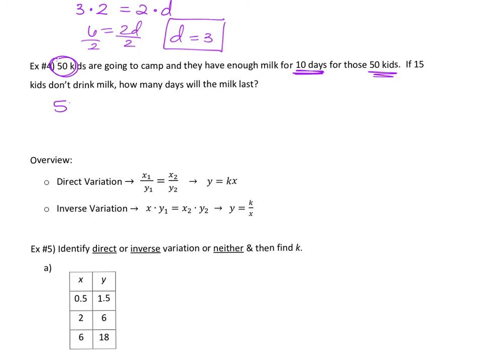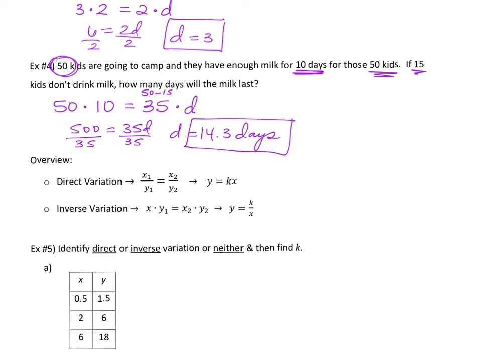So 50 kids times 10 days will equal, now it says if 15 kids don't drink milk. So how many kids are drinking milk then? Well, that's going to be 50 minus 15 of those kids. So 35 kids would give us how many days? Okay, so 35 times D equals 50 times 10. Simplify that. We get 500 equals 35D, and then we would divide by 35. So D would be 14.3 days. So if 15 of them didn't drink it, we'd get an extra 4.3 days out of the amount of milk that we had.